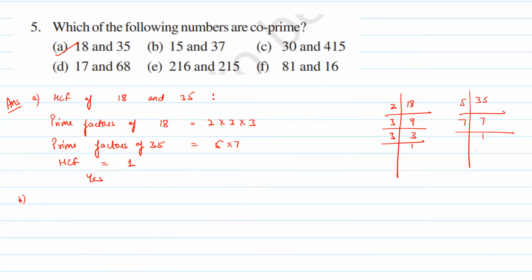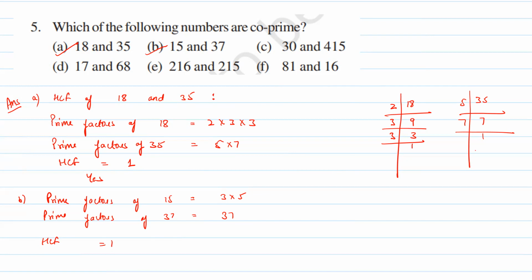For B part also you will do it the same. 15 and 37. The HCF of 15 and 37 will also be 1. So yes, these are also co-prime. When we find it by this method, prime factors of 15 will be 3 into 5. Prime factors of 37: 37 is a prime number only, right? So it is 37. Okay, so the HCF is 1. So yes, this is also co-prime.